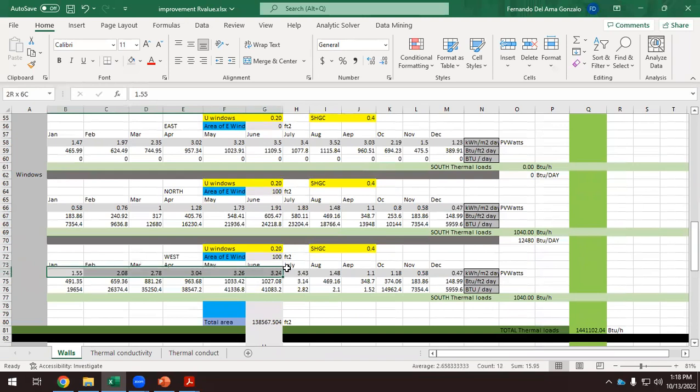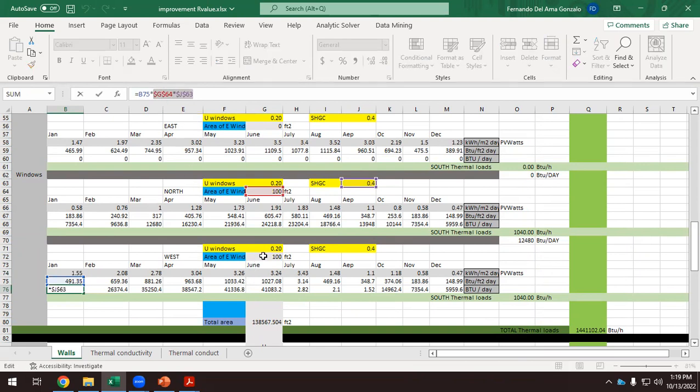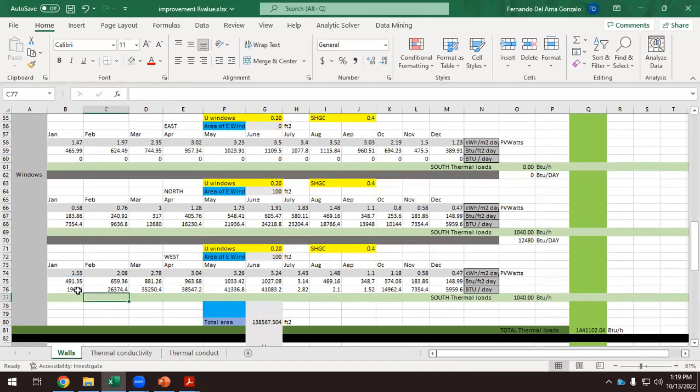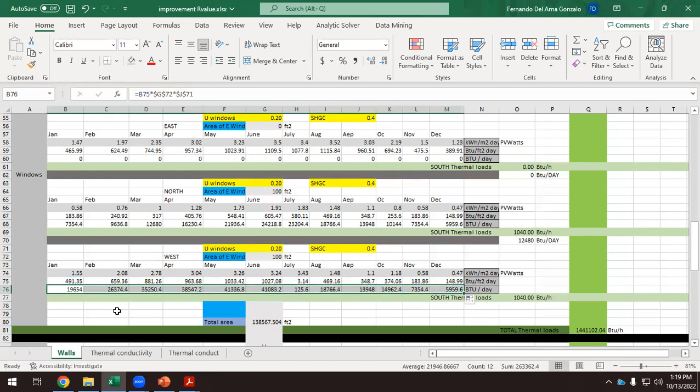So make sure that here we have these values. Make sure that this is always the cell times 317 to convert units. And here we have to multiply this times first the area times solar heat gain coefficient and dollars. Dollar. And drag. There you go.